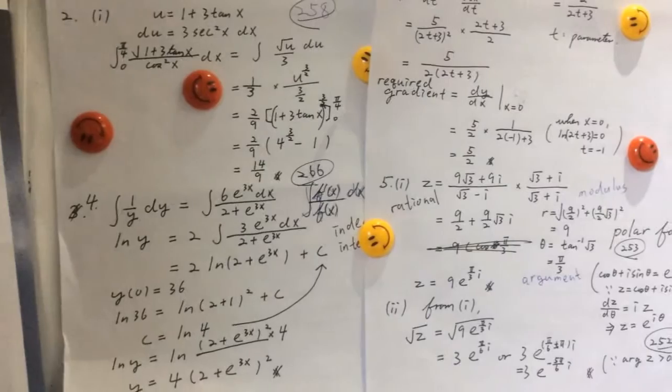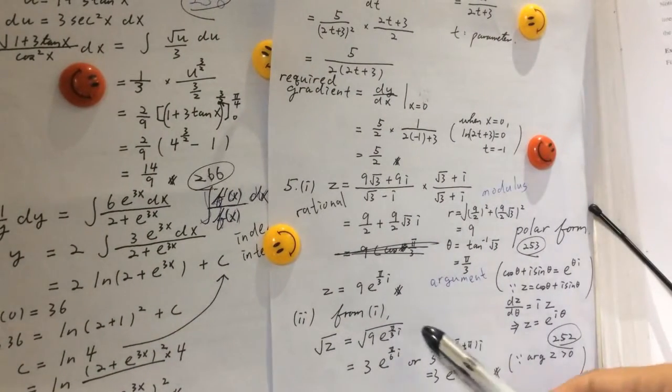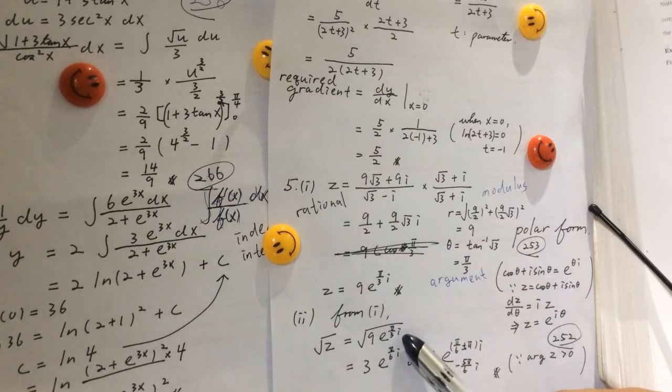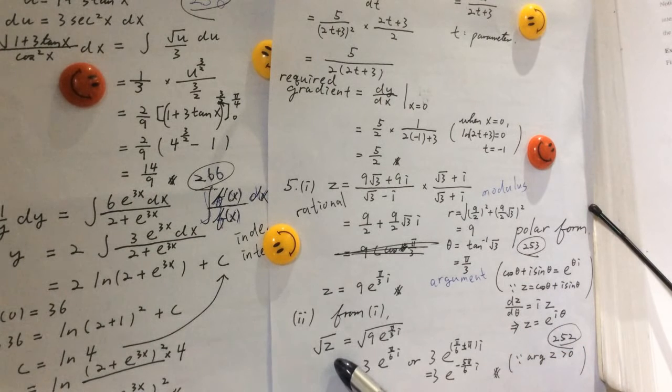So from part 1, we have this expression, and we take square roots on both sides. We are asked to find the 2 square roots of z. So take square roots on both sides. There are 2 solutions.